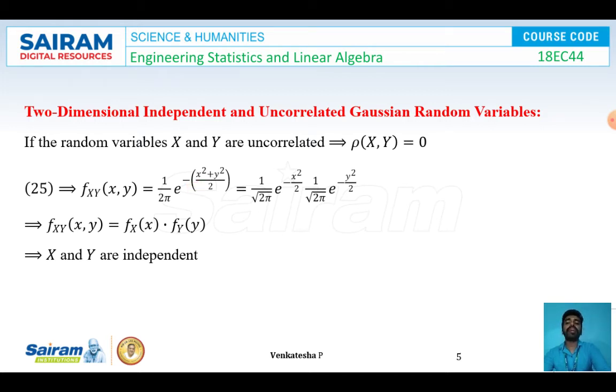This can be expanded like 1 by square root of 2 pi e power minus x square by 2 into 1 by square root of 2 pi e power minus y square by 2. I'm just splitting this 1 by 2 pi as 1 by root 2 pi into 1 by root 2 pi, and e power minus of (x square plus y square) by 2 as e power minus x square by 2 into e power minus y square by 2. So this I can replace like the marginal density function by using the concept of the Gaussian random variables in the single random variable concept. So it will become f_XY(x, y) is equal to f_X(x) into f_Y(y). So with this condition we can say the two random variables x and y are independent.